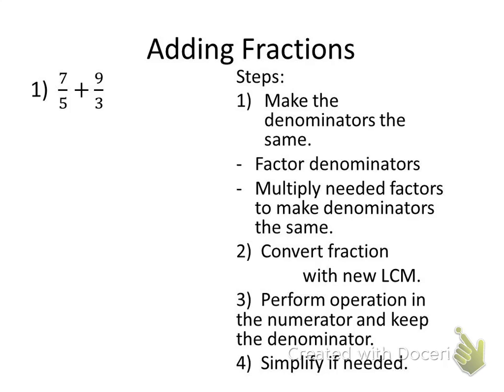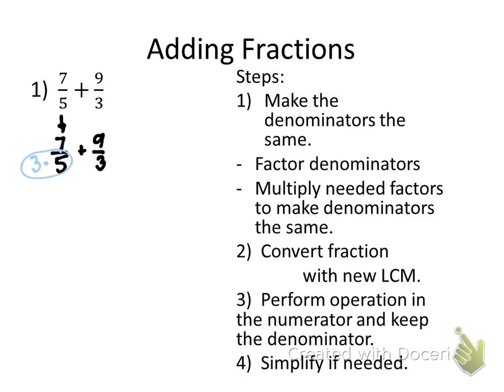So number 1, 7/5 plus 9/3. We need to factor the 5 and the 3. When you look at these, they're already factored. So I'm going to bring it down here, just give it a little more space. We notice automatically that the 5 and the 3 are different. So when we see that, we want to make sure that we multiply by any other factors that aren't there.